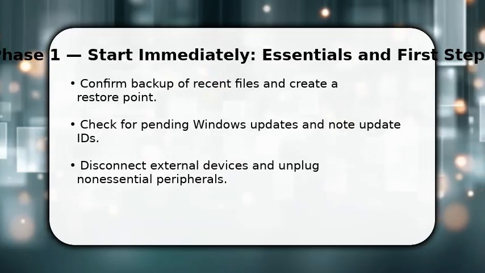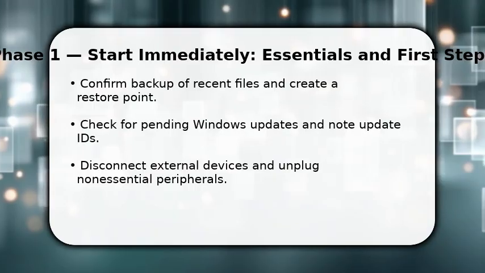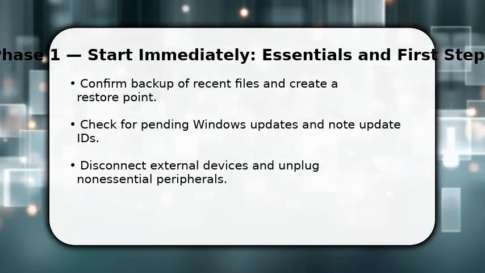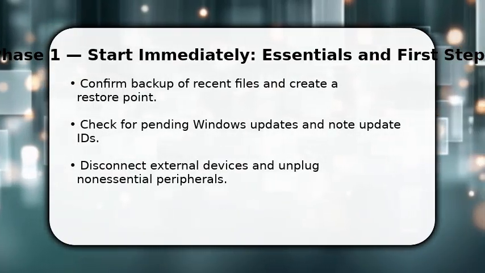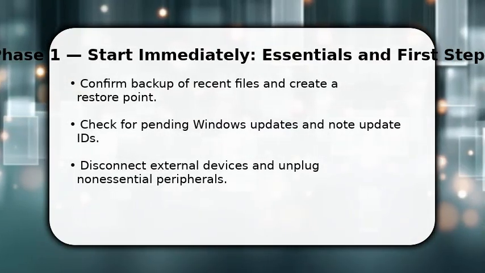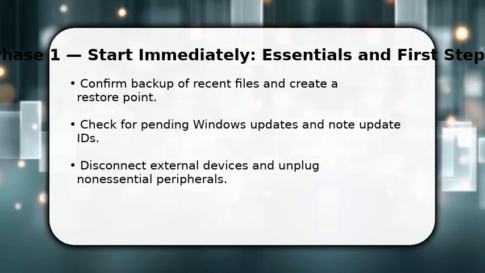You're starting immediately. First, make a system restore point so changes are reversible. Next, check Windows Update, install any pending patches that often fix restart loops. Once done, disconnect USB drives and printers to rule out hardware conflicts. This isolates the problem. Then open Settings, navigate to Update and Security, and view update history, identify failures.